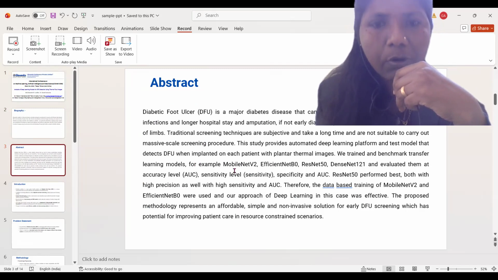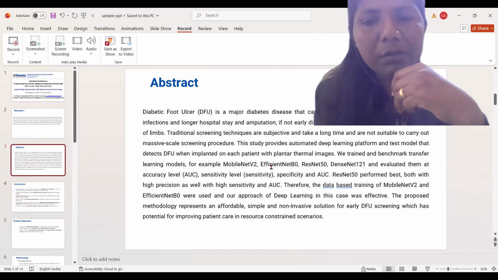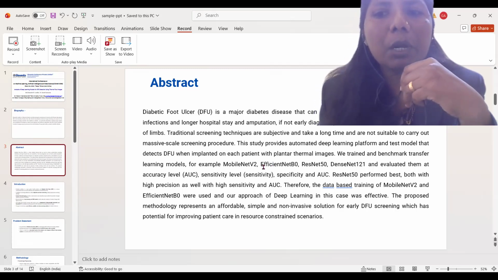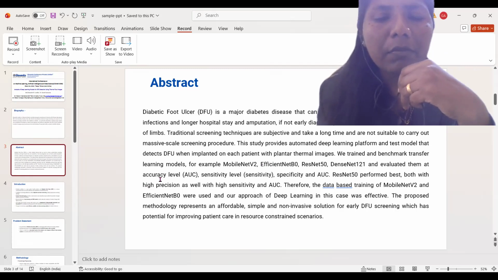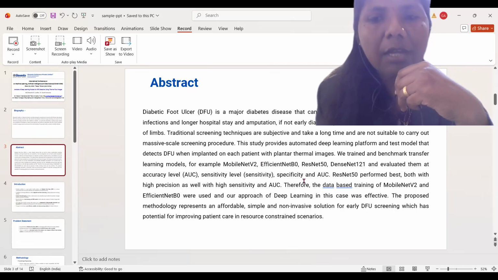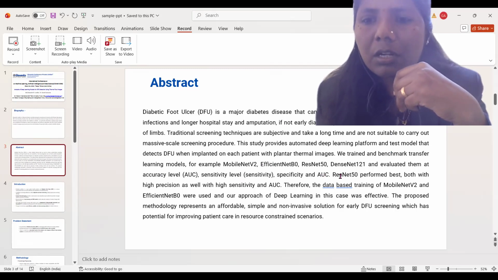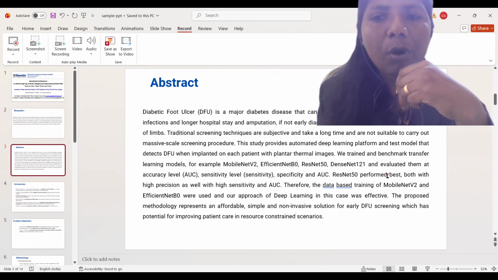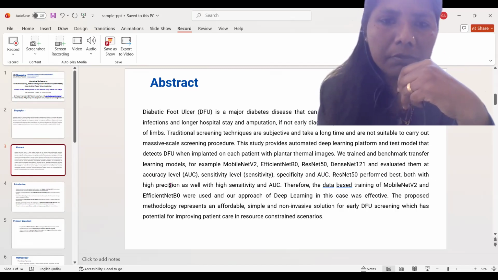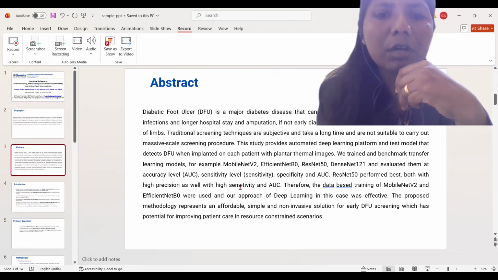at early stages. So the models that we are going to use here are MobileNet V2, EfficientNet B0, ResNet 50, DenseNet 121, and they are evaluated against accuracy, sensitivity, specificity, and AUC. So in this system that we have developed, ResNet 50 has performed best, with both high precision as well as high sensitivity and AUC.